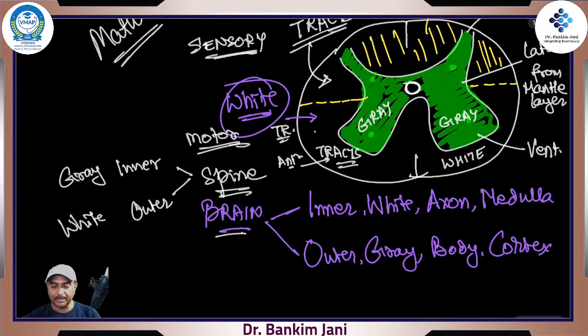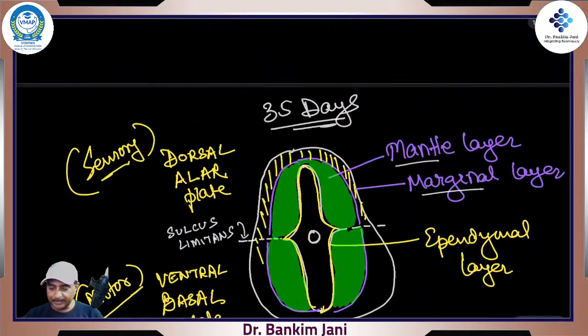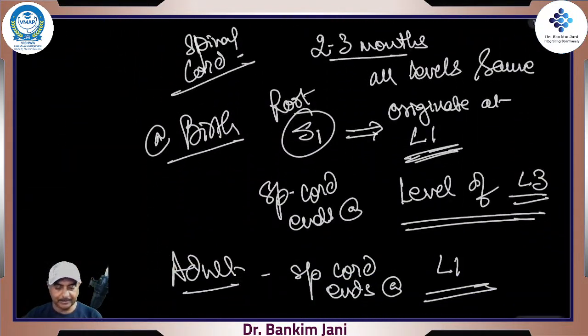This is completely in reverse as compared to brain. In brain, it is the inner part which is white axon and it's called medulla, and the outer part is gray body and the cortex. In spine, inner is gray, outer is white due to the tracts. So here it is, mantle layer and the marginal layer.